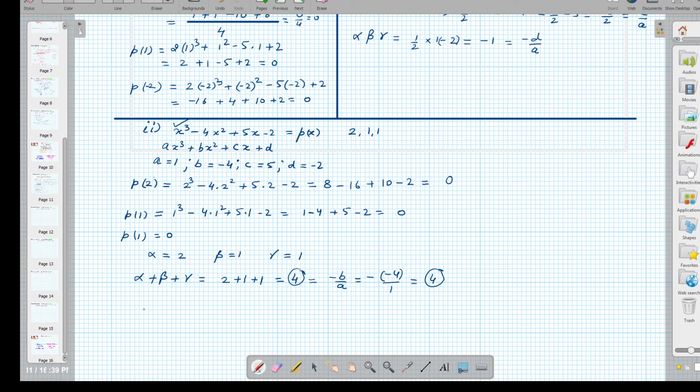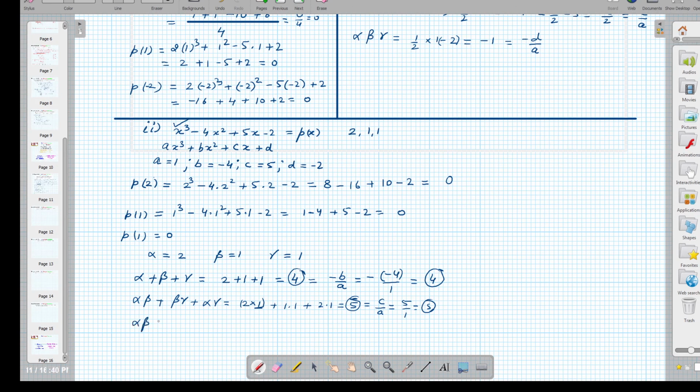Another, the sum alpha into beta plus beta into gamma plus alpha into gamma is equal to 2 into 1 plus 1 into 1 plus 2 into 1. This comes out to be 2 plus 1 plus 2, so that comes out to be 5 and that is nothing but C by A. You can just put the value of C. C is 5 and A is 1. So you can see that the value from the coefficients and the value after simple multiplication of the zeros are same.